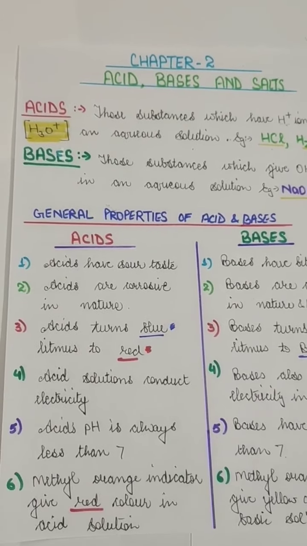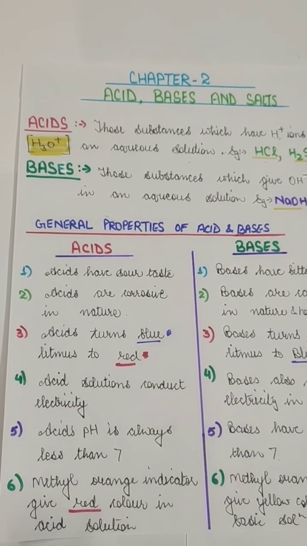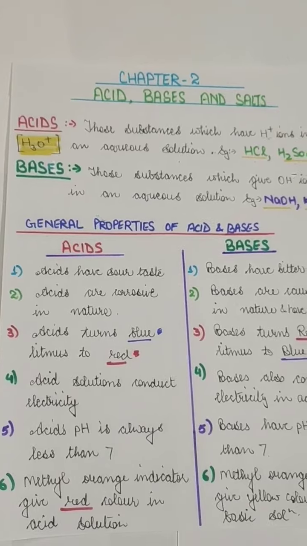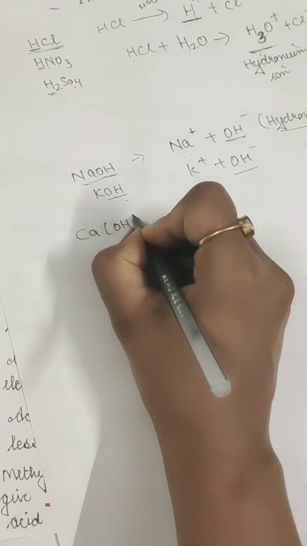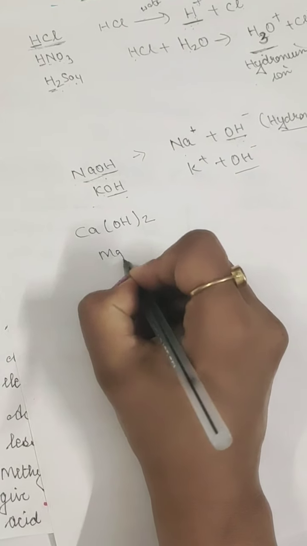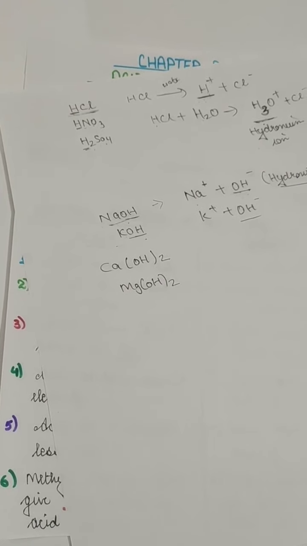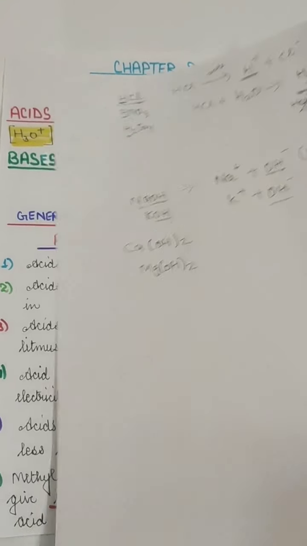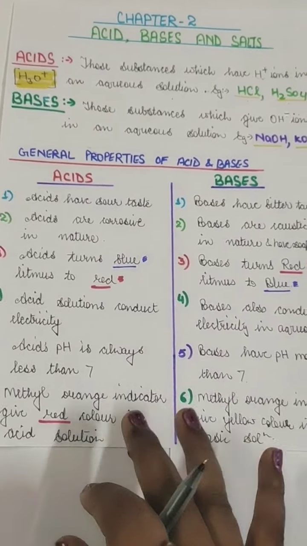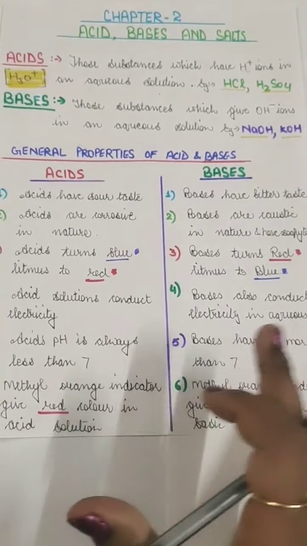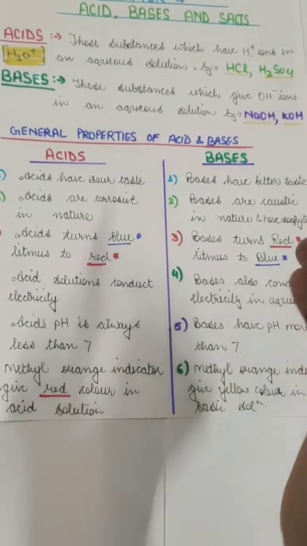In your book you have been given many examples of bases as well, like calcium hydroxide, Ca(OH) whole twice, is also a base, magnesium hydroxide is also a base. Calcium hydroxide, magnesium hydroxide. So whenever we mix any metal with water, it forms a base. Okay, so all the bases have hydroxide ion and all the acids have hydrogen ion or hydronium ion. So here is the general property of acids and bases, a quick differentiation between acids and bases which will be very helpful for you. These were the things which you have learned in the previous classes, but it's just a revision.